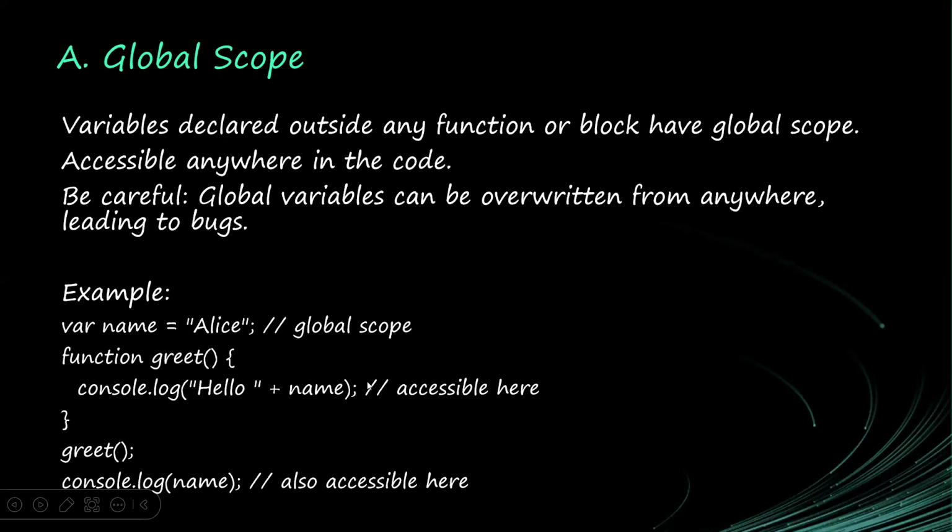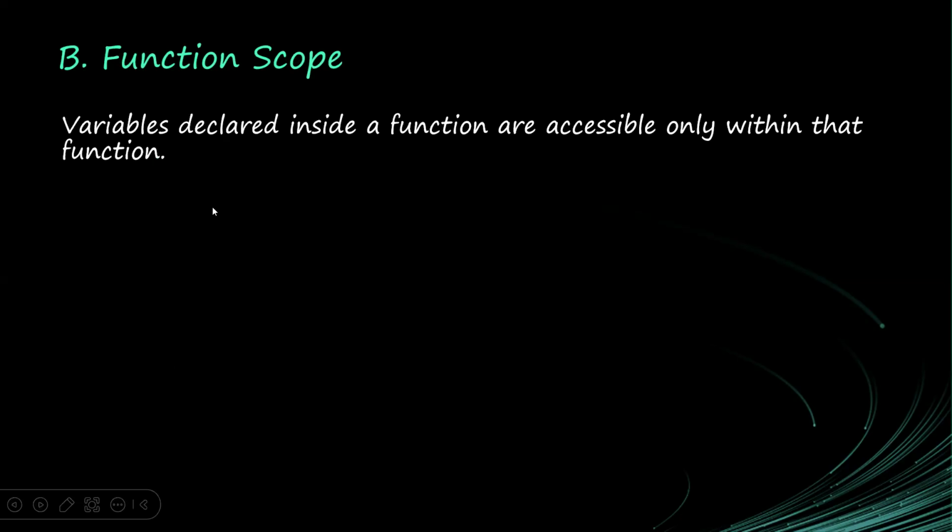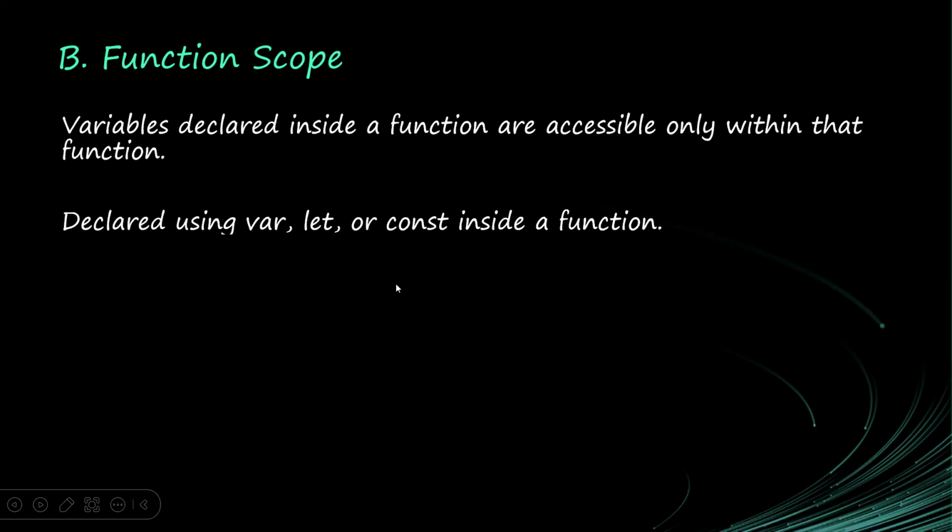Global scope is general. Global scope is like Nigeria, while function scope and the other scope that we'll be talking about is like a state, a city in a state, something like that. So function scope, the variables declared inside a function are accessible only within that function.